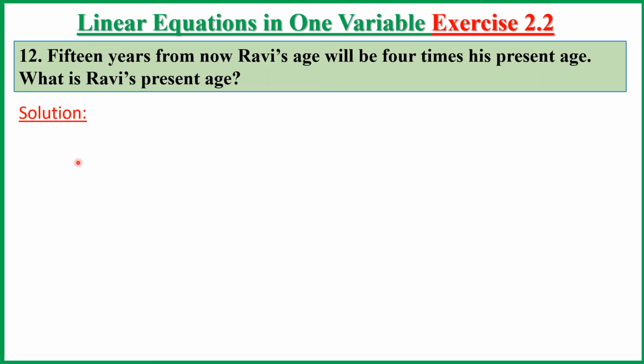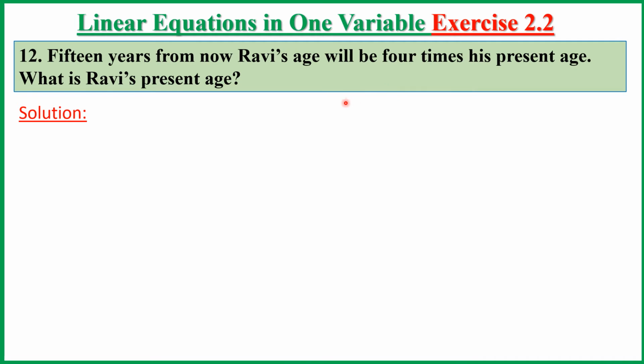Question number 12. 15 years from now, Ravi's age will be 4 times his present age. What is Ravi's present age? So, they have asked for Ravi's present age and they have given 15 years from now. After 15 years, they are saying it is 4 times his present age. So, if you know the present age, we can find the solution.